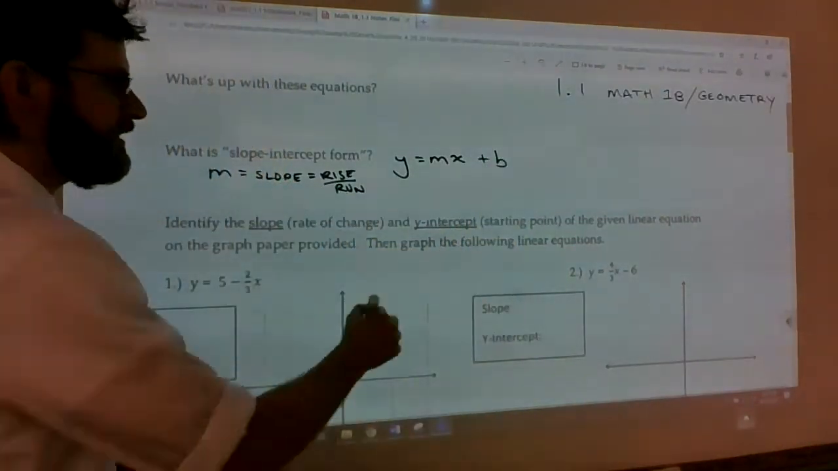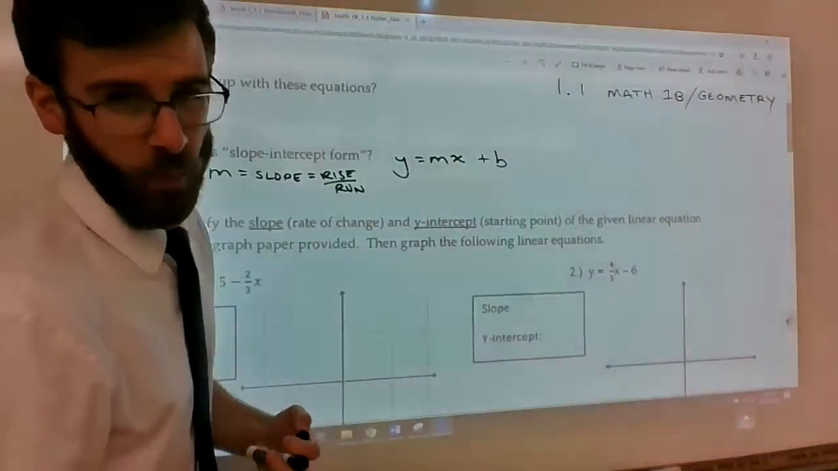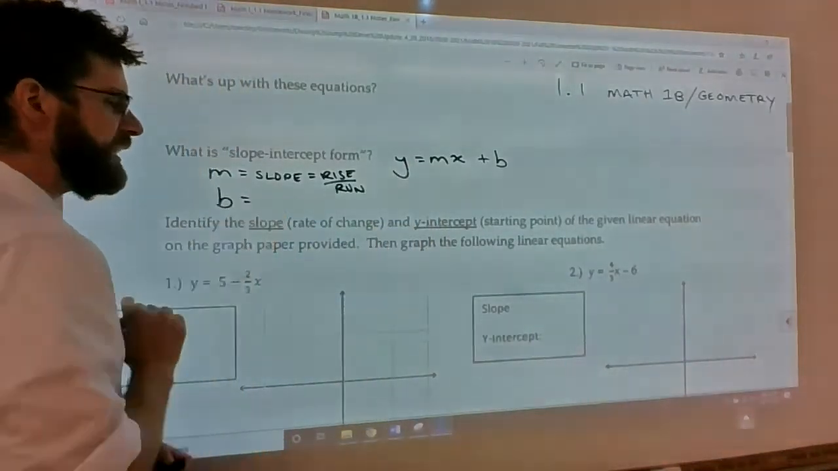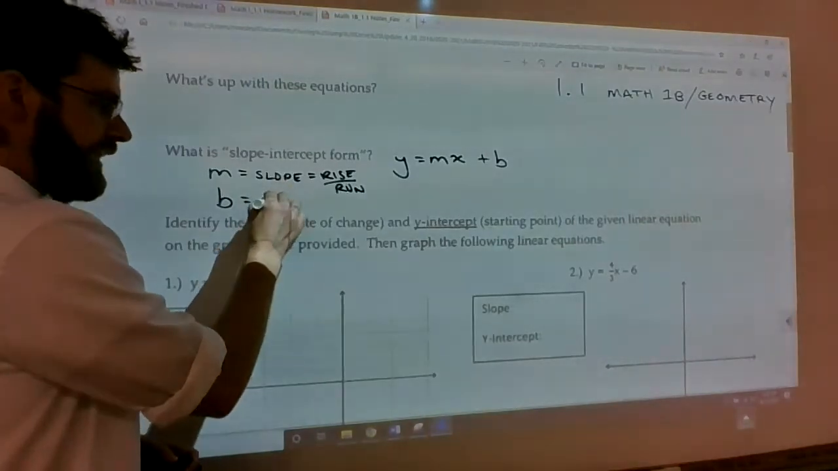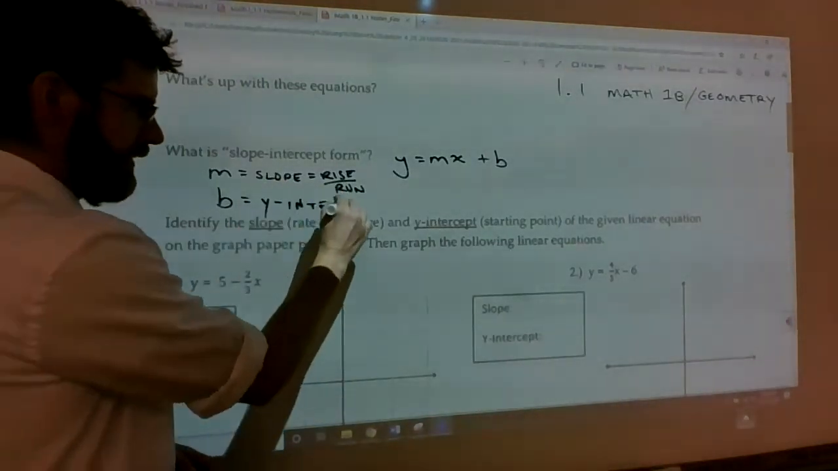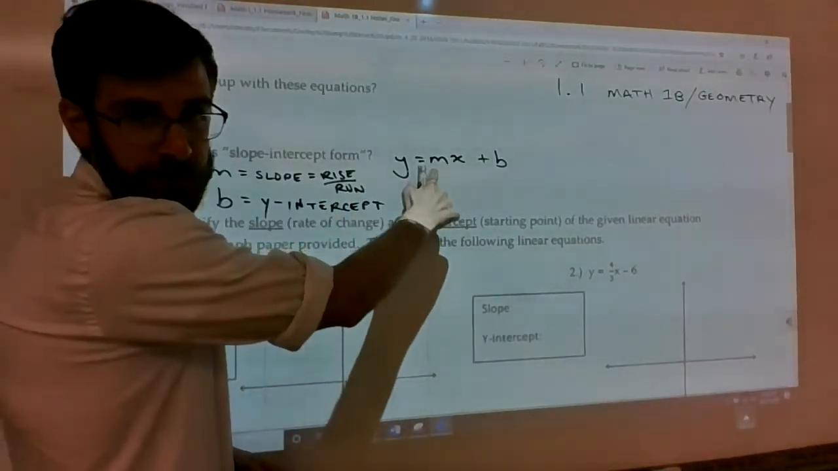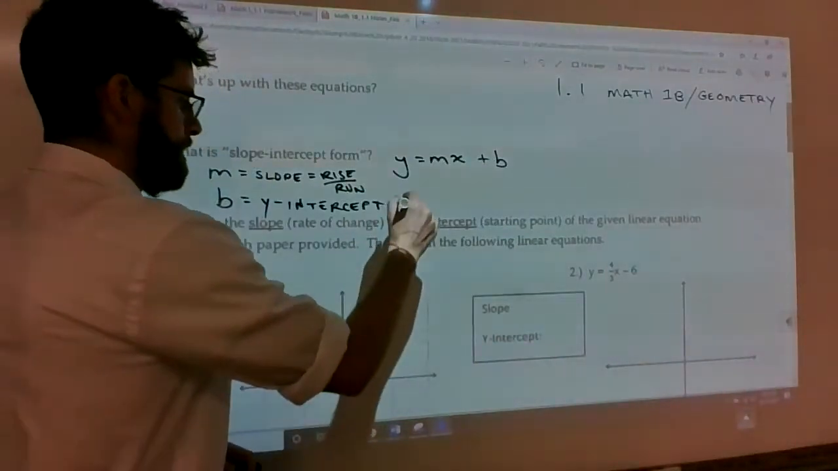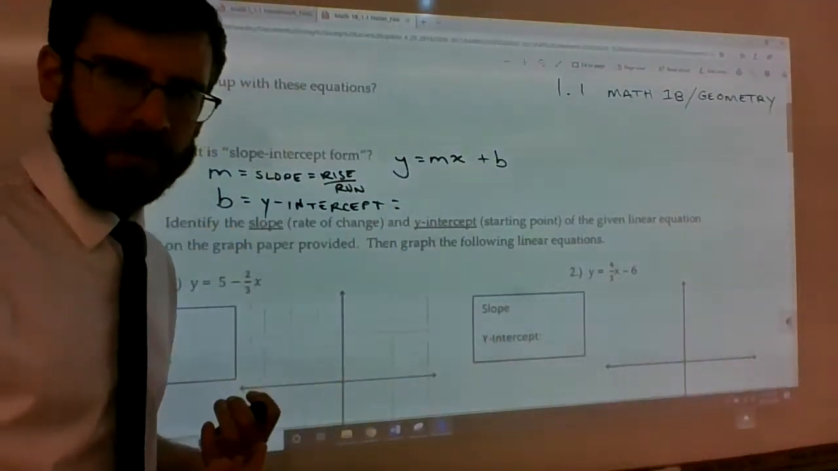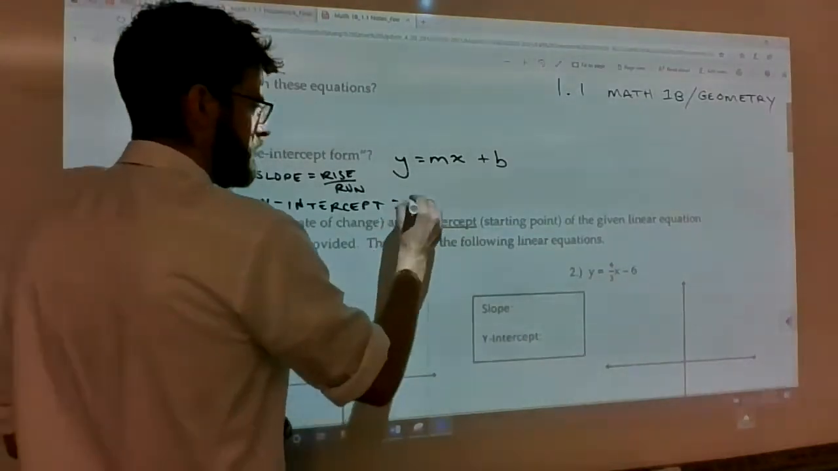It's labeled as b. We've already got a y in our equation, so probably not a good idea to put another y. So b is the y-intercept. That's why it's called slope-intercept form, because it has the slope first and then the y-intercept. I also kind of talk about it as the starting point. It's the first point that you plot on the y-axis.